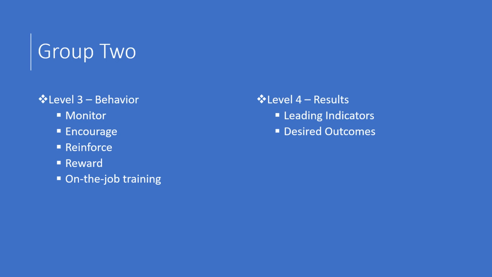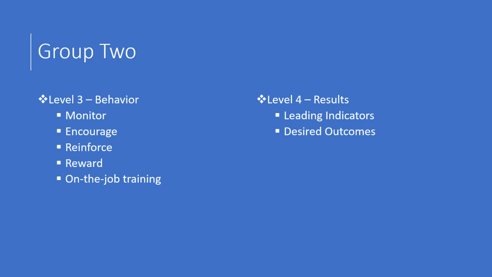Group 2, once again, includes level 3 behavior and level 4 results. Level 3 is where we want to monitor, encourage, reinforce, and reward the expected behaviors resulting from the training. We want to see if they're applying the new behavior to the job. In many cases, a retrospective survey can be the right model of evaluation for this. So we want to look at what the behaviors were before the training, and what the behaviors are now after they've had the training, and whether they are continuously learning more on the job and continuing with those behaviors.